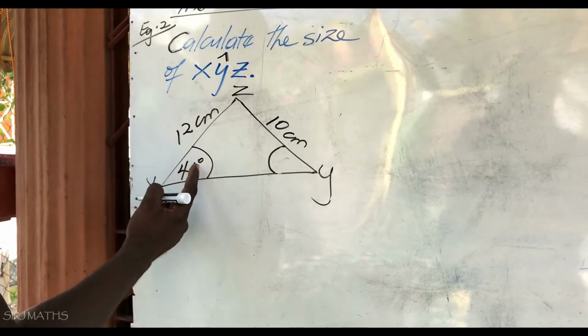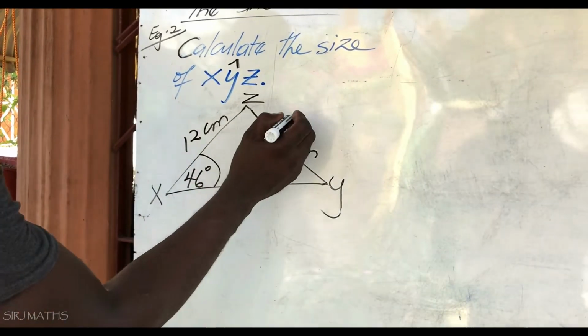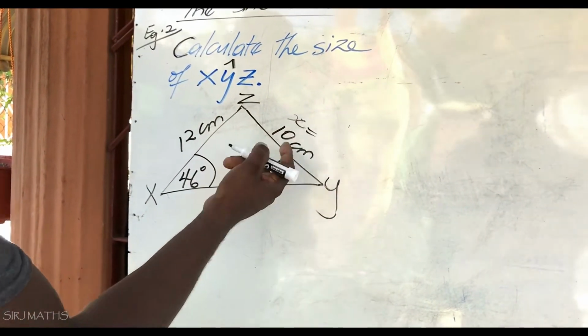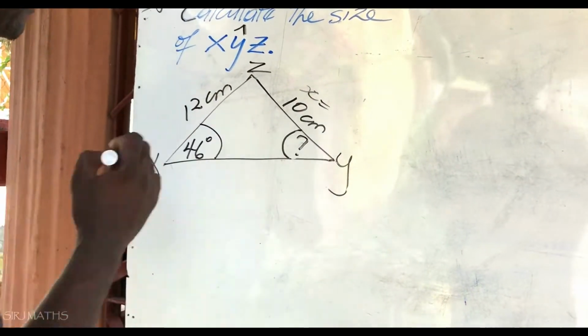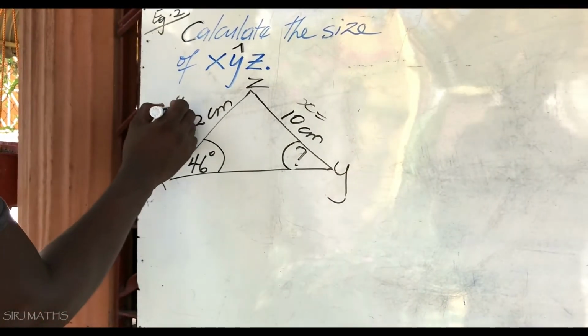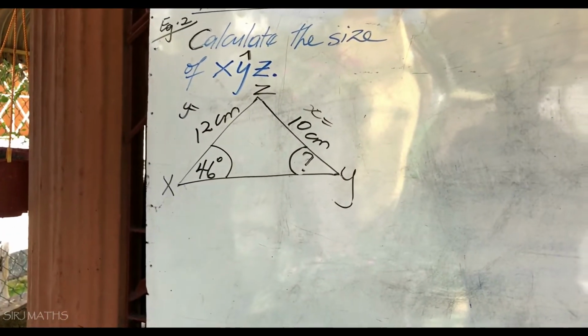And so if this is 46 degrees, which is angle X, over here is side x. So side x is 10 centimeters. Angle Y is what I want to find, I can put a question mark. Over here is little y. So y here equals 12 centimeters.